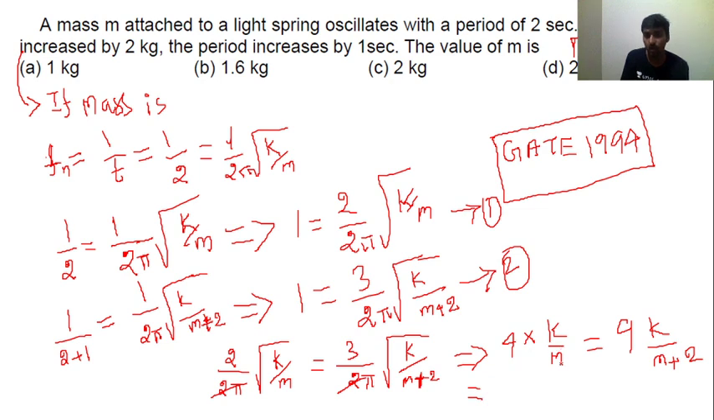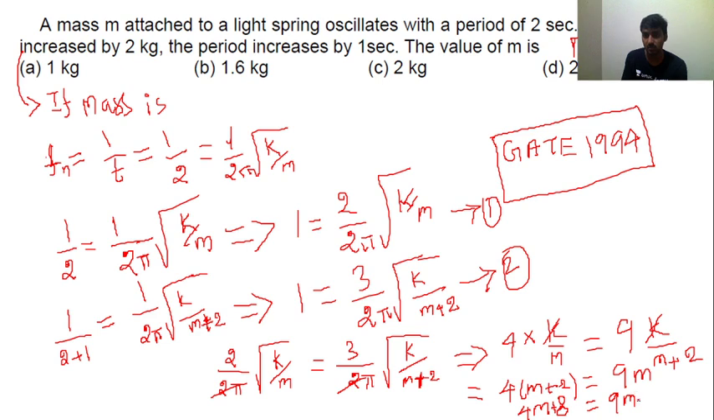When you are cross multiplying the values, what are we getting here? Now 4k divided by m. The cross multiply m and k. Now k and k cancel. Now cross multiplying the values here, 4 into m plus 2 is equal to 9m. We are multiplying it. Here what we are getting? 4m plus 8 is equal to 9m.